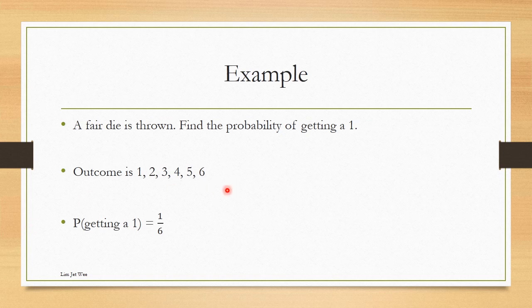So if I throw a die, my possible outcomes for a 6-sided die are 1, 2, 3, 4, 5, or 6. I'm looking for a 1. There is only one 1, so I put the 1 on top: getting a 1, out of a total possibility of 1, 2, 3, 4, 5, 6, which is 6 possible numbers. So out of a total of 6, the probability is 1 over 6.